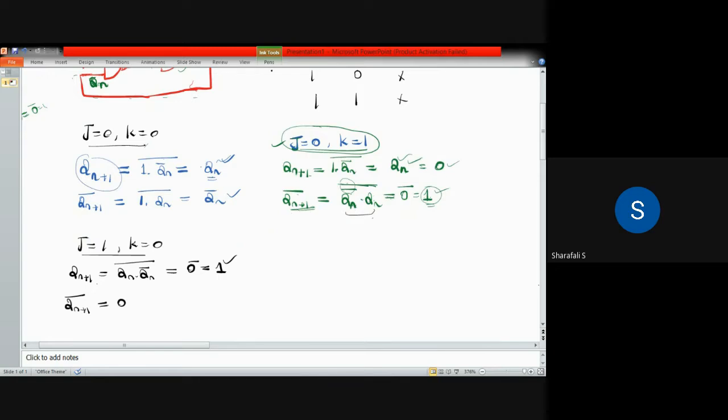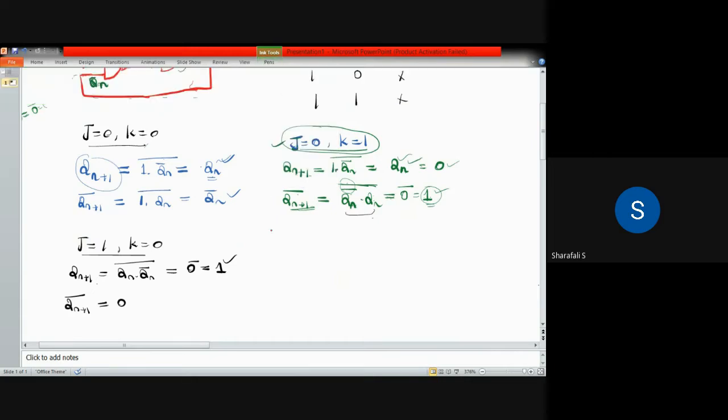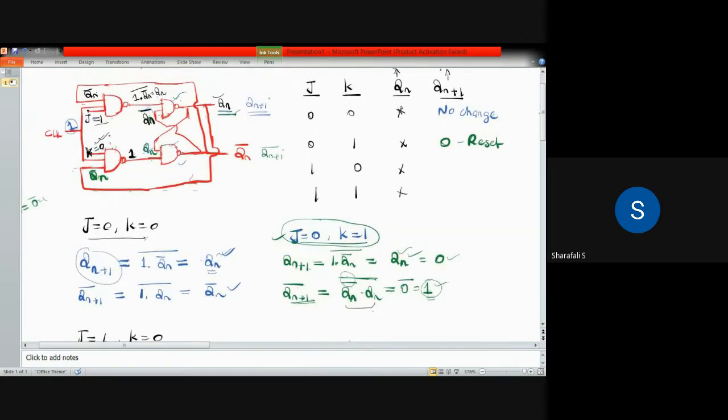And the last one is J equal to 1, K equal to 1. So now what will happen? J equal to 1, K equal to 1. For J equal to 1, we have this output, right? And for K equal to 1, we have to consider this as 1. K equal to 1 means we have to take this Qn as a product with this one.